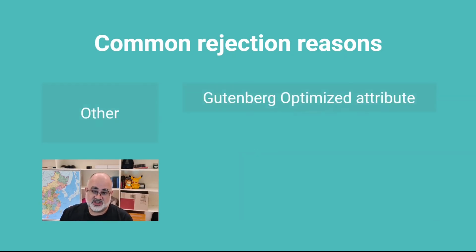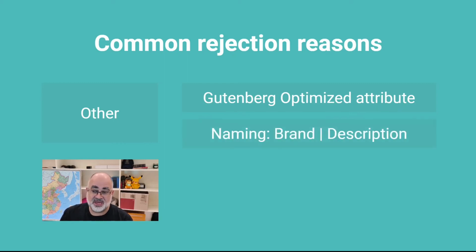Other common rejection reasons: the Gutenberg optimized attribute. We find people tick that a lot because, well, Gutenberg works with everything, but we have a definition of what Gutenberg optimized means for us, and that's in the requirements, so check that out. But please don't choose the attribute unless you've gone ahead and met that definition.